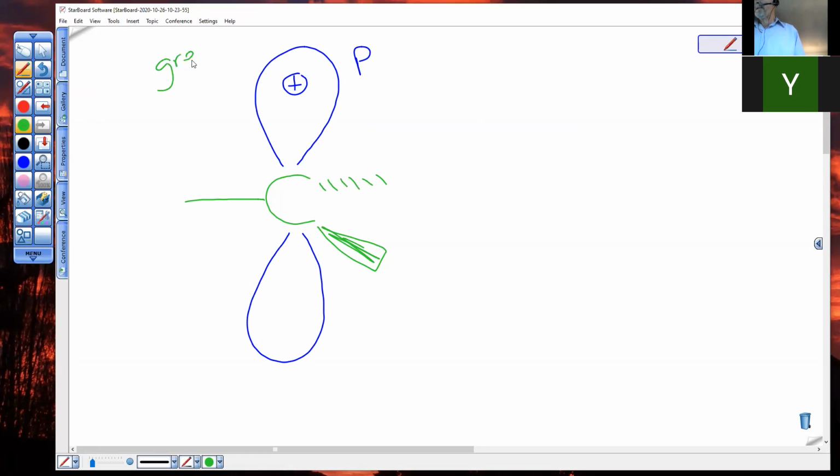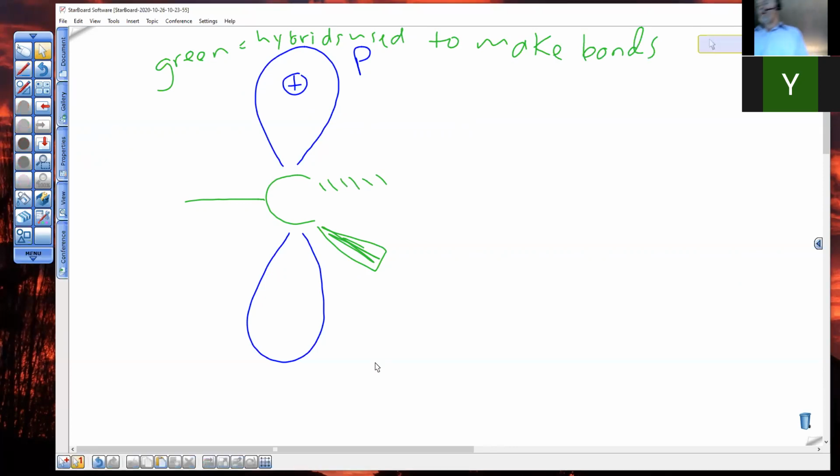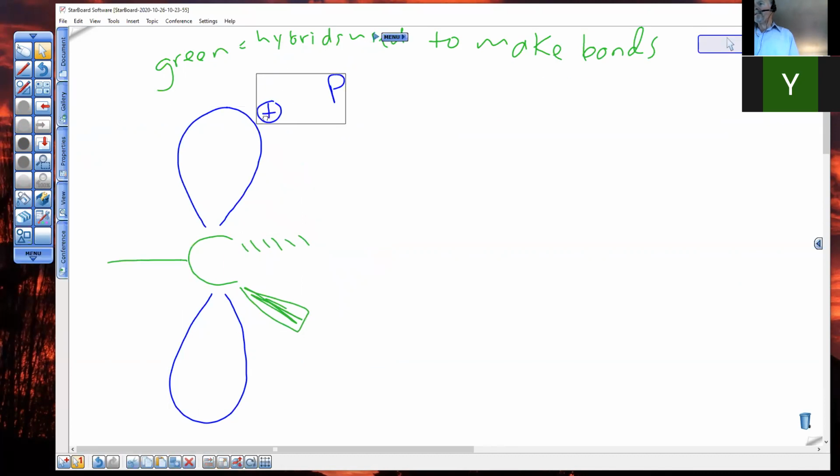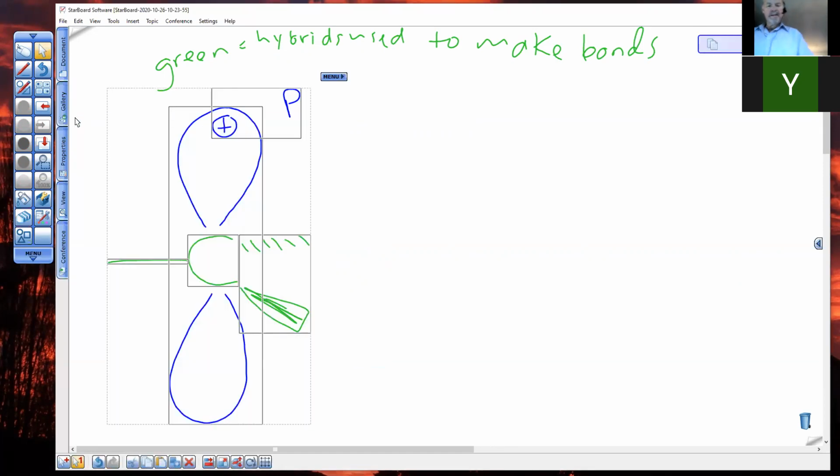Green equals hybrids used to make bonds. Okay, so we got this lovely carbocation here. Plus is in a p orbital. We'll just put them all here.